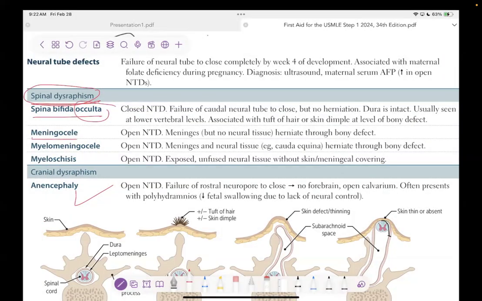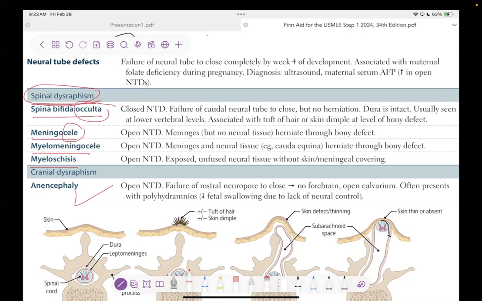Whenever we say meningocele, myelomeningocele, and myeloschisis, I will help you remember all three. Cele means a bag. Whenever we see cele in any medical term, like hydrocele, it means water is inside a bag. Varicocele means there are veins inside the bag, right? Hematocele means blood is inside the bag. Omphalocele means umbilical contents are inside the bag, right?